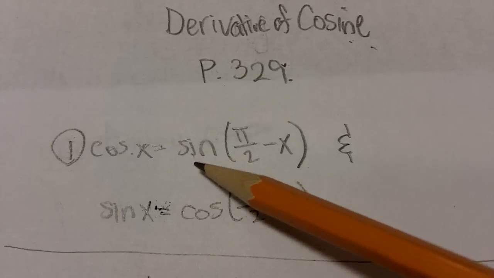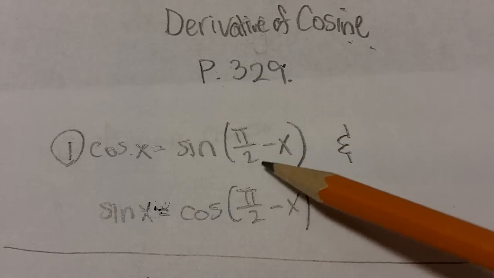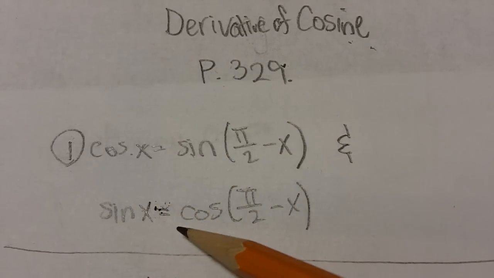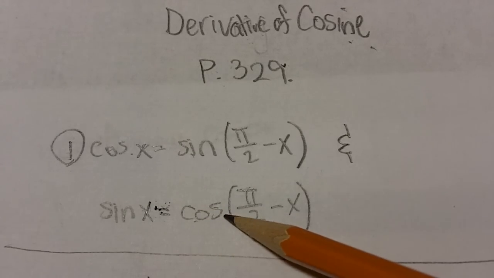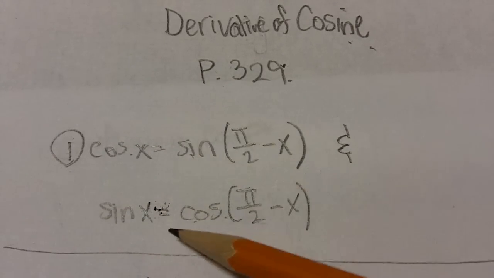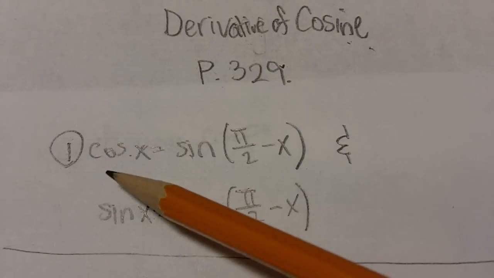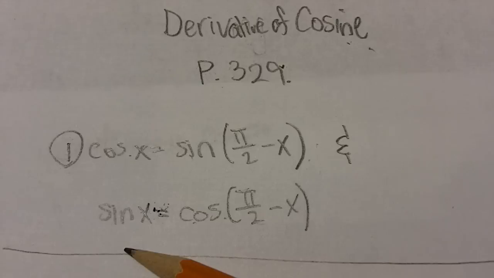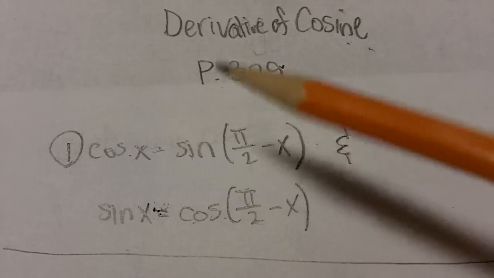Cosine of x is equal to sine of (pi divided by 2 minus x). And also sine of x is equal to cosine of (pi divided by 2 minus x). These two properties will be used to convert cosine into sine and sine back to cosine, vice versa.